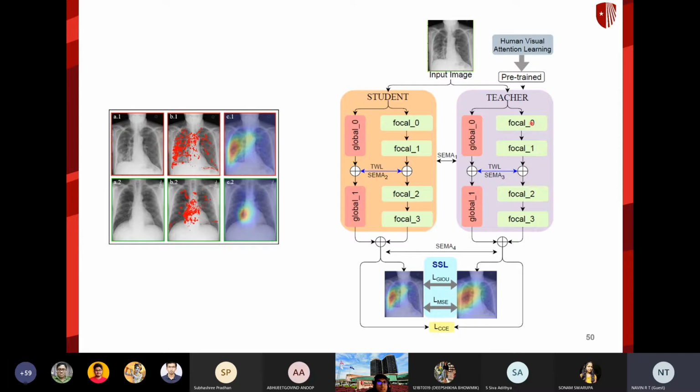Now, the way we design this is using global blocks and focal blocks. The reason we design these global blocks and focal blocks is to mimic the way radiologists look at images. Now, the focal block essentially looks at focal changes or very local changes within the images, coming from one pixel to another in the very same region or in its immediate vicinity.